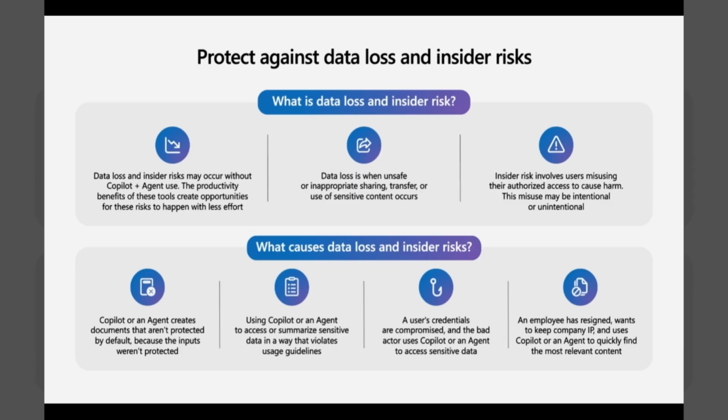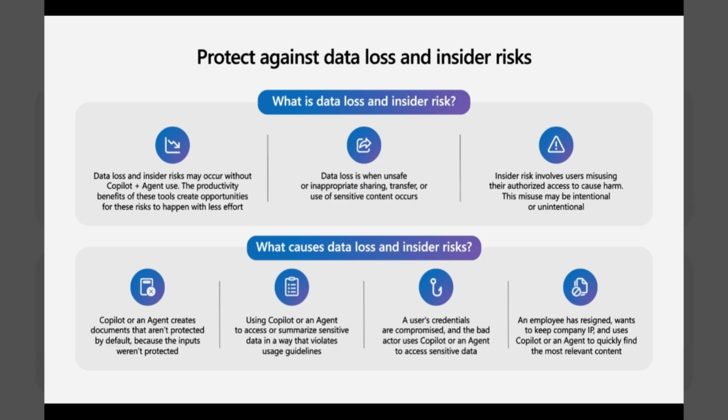Well, let's talk about what causes it. So what causes it, down in the bottom left-hand side? Copilot or an agent creates documents that aren't protected by default because the inputs weren't protected. So this means that they're not doing things with our sensitivity labels or anything of that nature, or maybe they're just creating documents that aren't going into the correct places. Second is using Copilot or an agent to access or summarize sensitive data in a way that violates usage guidelines. So this would be if they're violating those usage guidelines and they're summarizing that sensitive data.